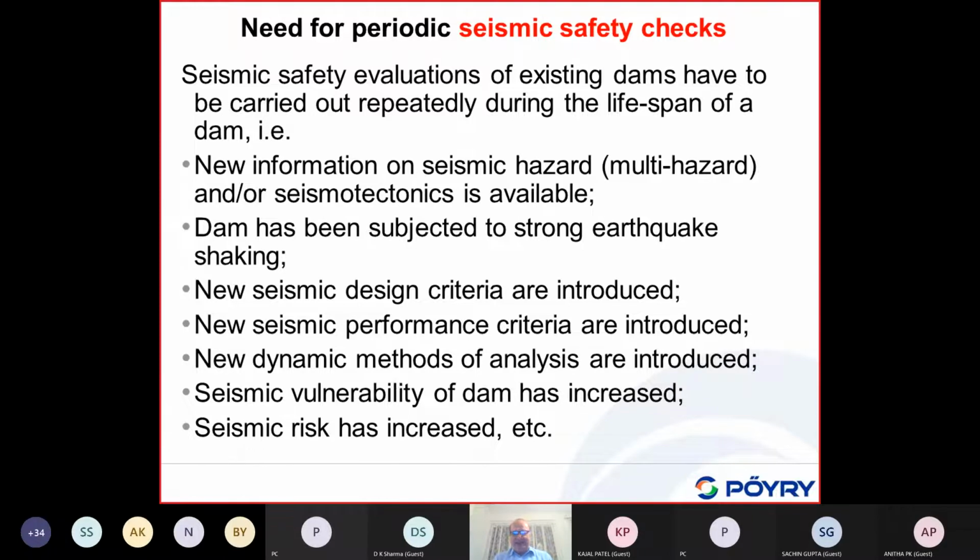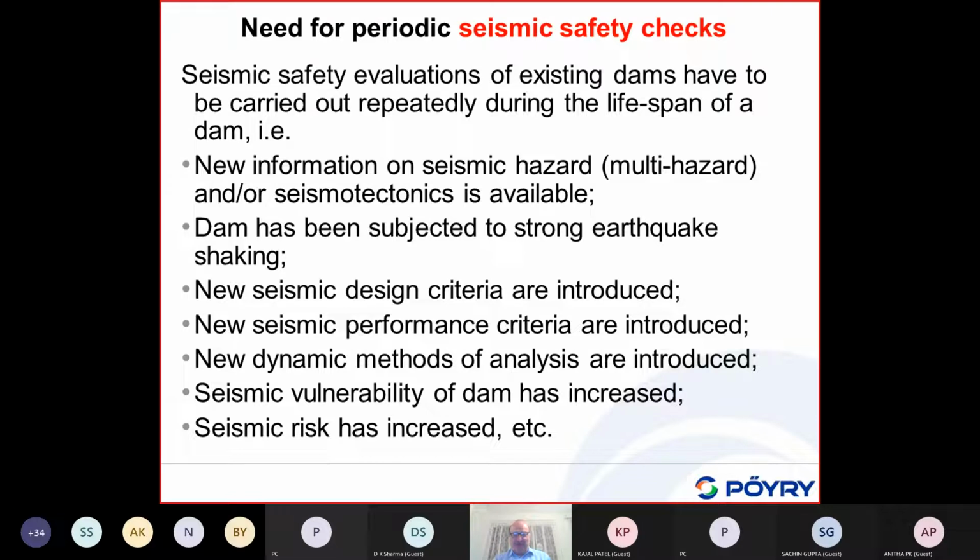We also need a periodic update and safety checks of the earthquake hazard. I mentioned already a couple of times that seismic safety evaluations of existing dams have to be carried out repeatedly during the lifespan of a dam. That means if its lifespan is 100 or 200 years, we may have to do such safety evaluations every, it's difficult to say, 30 or 40 years, just to give some idea. We do not have to do it every year or every 5 years.